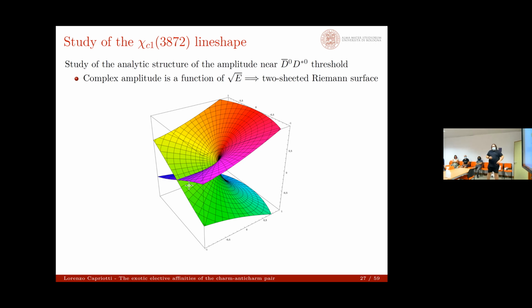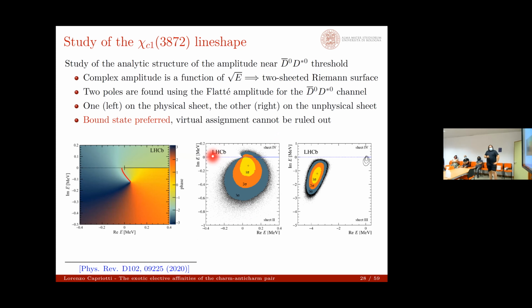This is a study of the analytic structure of the X near the D0 star threshold. It's basically a study of the line shape of the X from an amplitude fit. And if you continue the amplitude in the Riemann plane, if you remember that the complex square root looks like this in the Riemann plane, so there are two planes intersecting each other, you actually see that there are two poles using the Flatté amplitude for the D D star channel.